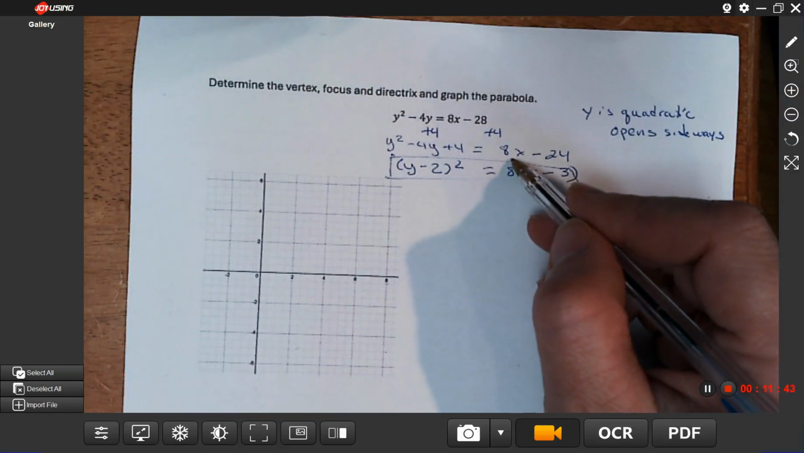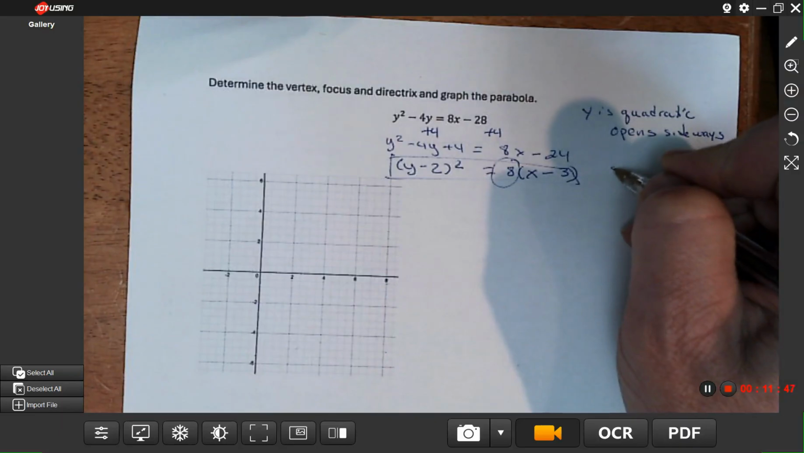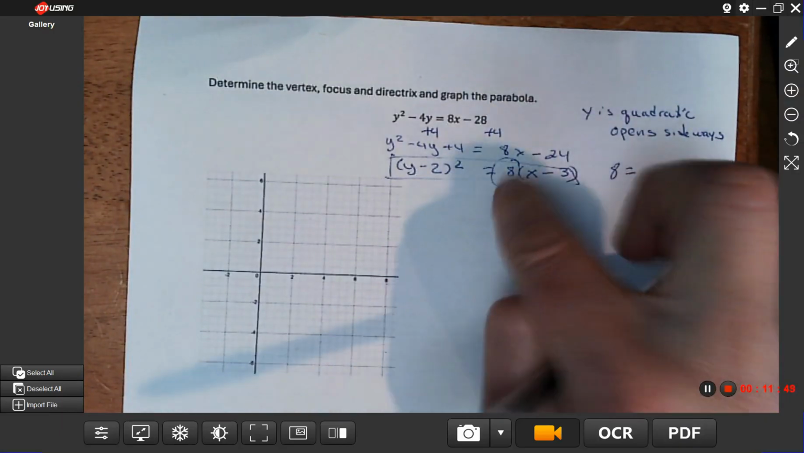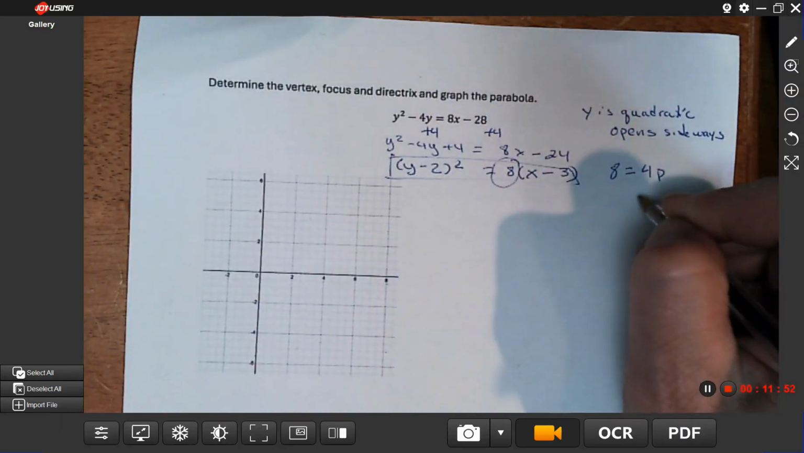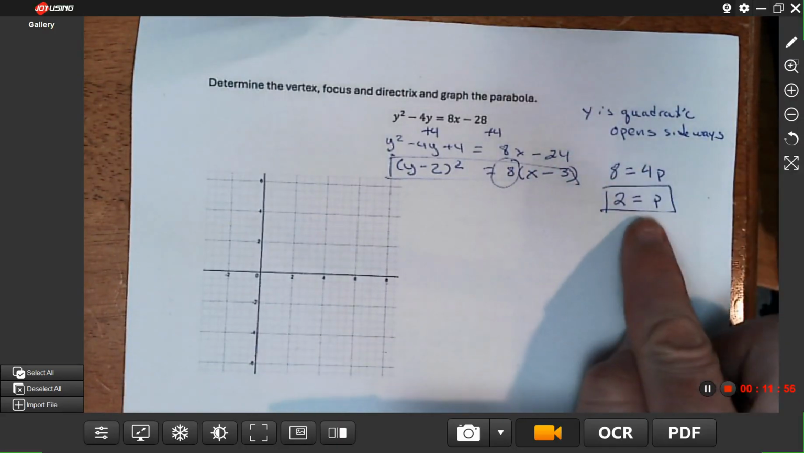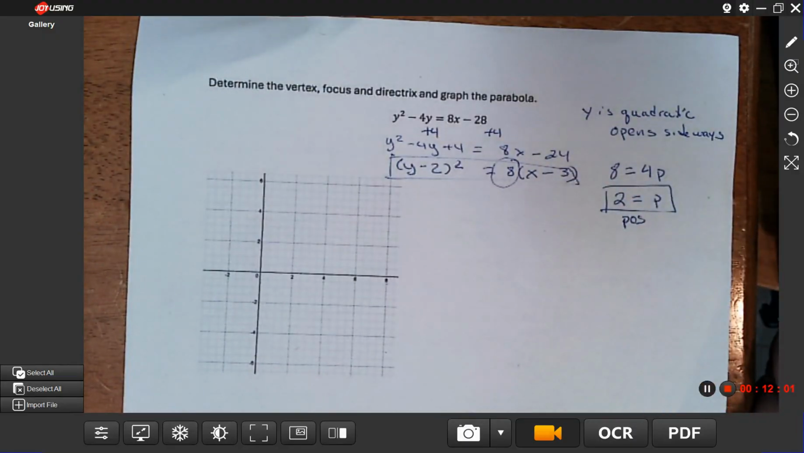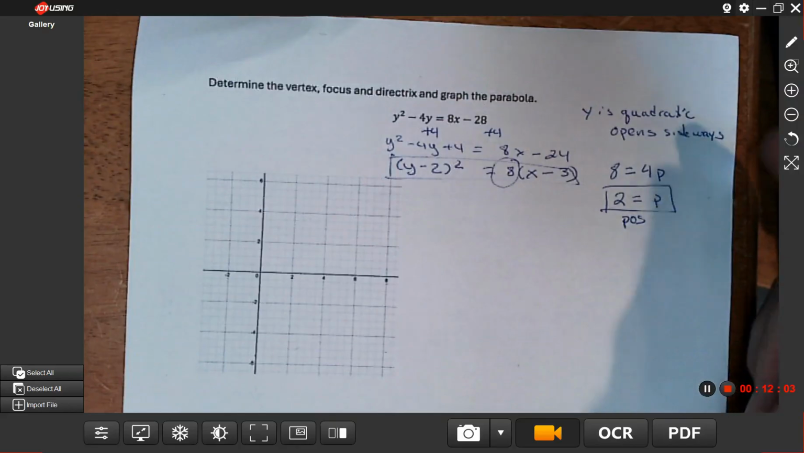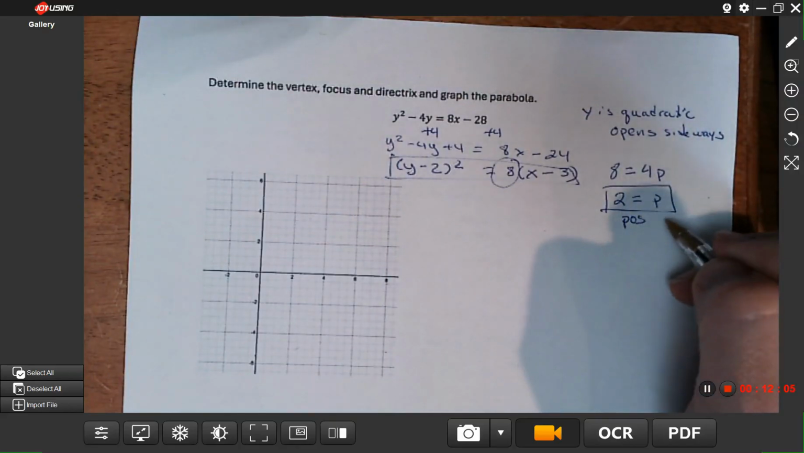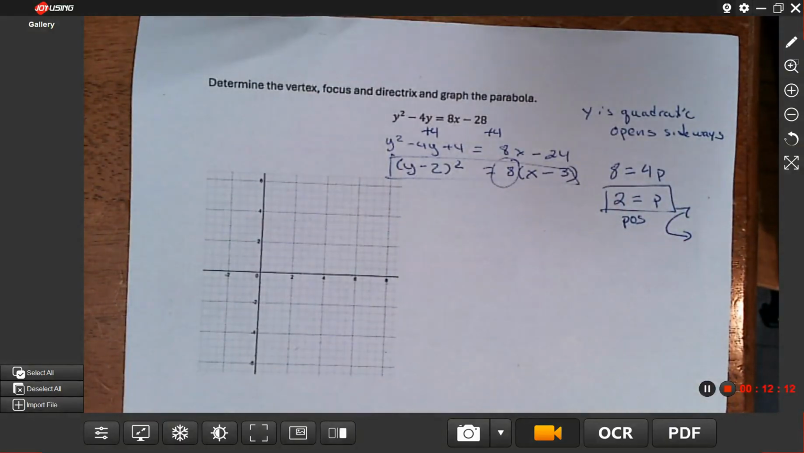So p was related to this coefficient here. So 8 is the coefficient, and that was equal to 4p. So p is equal to 2. Okay, that's important. p is positive. So if p is positive, it opens to the right or up, depending on whether it's horizontal or vertical. So it's positive, so it opens to the right. I'm going to just draw a little diagram there. Okay, so it's positive, so it opens to the right.